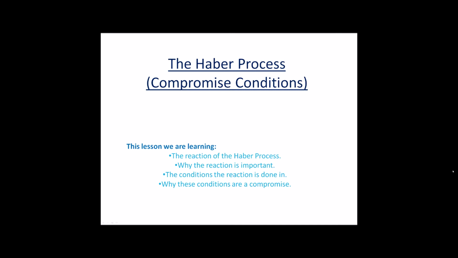So we're looking today at topic 6, rates of reaction and equilibrium or reversible reactions, and combining the two in something called the Haber process. I'm going to be looking at something called compromise conditions in a reaction.